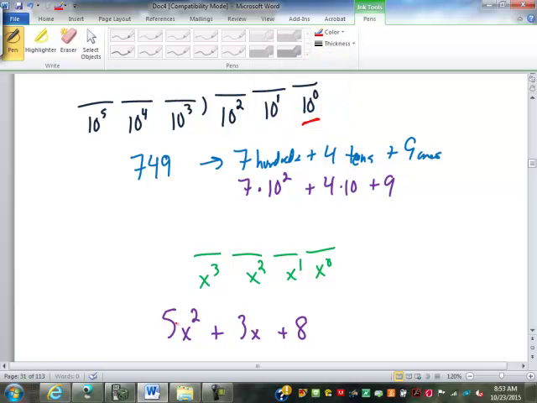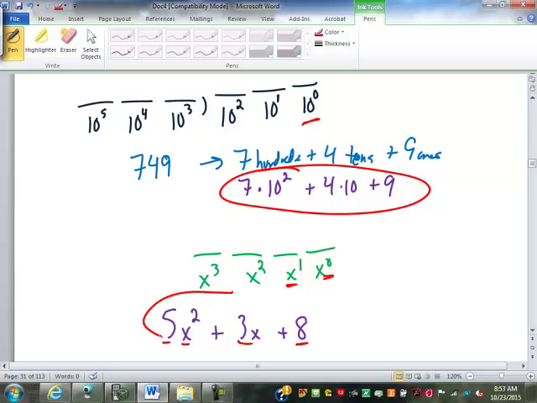This is 5 times 10 times x squared, 3 times x, 8 by itself. It's just like writing out our decimal numbers, our regular and standard numbers, in expanded form. That's what our algebraic numbers are. There's a couple of big differences. First of all, algebraic numbers always have to be written out in expanded form because there is no position that implies their place value.